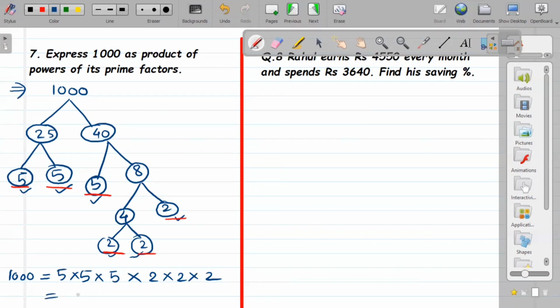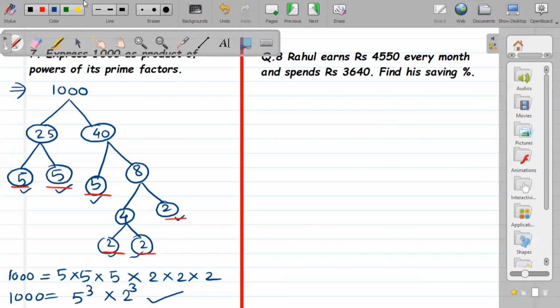Now, how many times is 5 there? 5 comes 3 times. So that will be 5 to the power 3. 2 is also coming 3 times. So that is 2 to the power 3. And this is nothing but the prime factors of 1000 expressed in exponential form. That is 5 raised to 3 multiplied by 2 raised to 3.